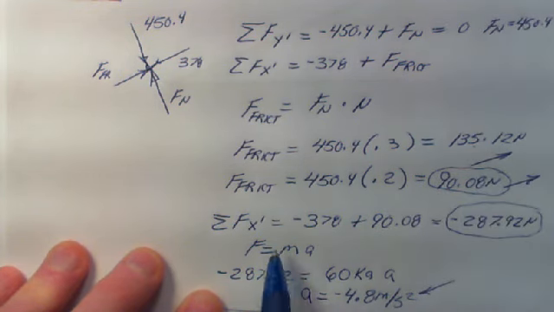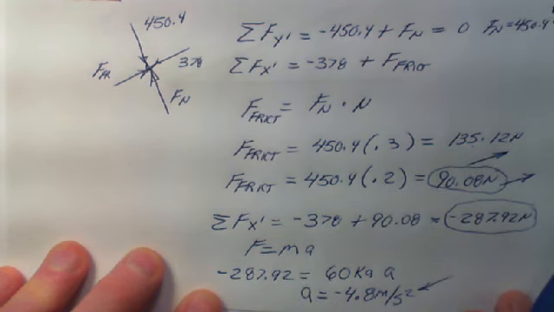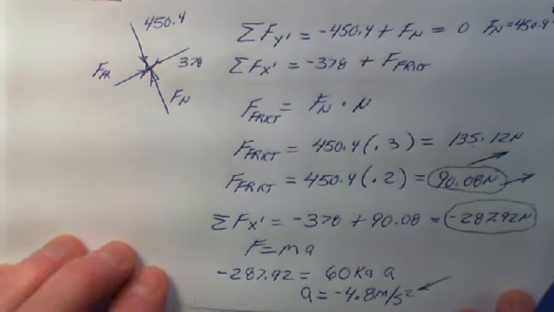Alright, so again, we could find out what the acceleration is just by summing the forces, finding out what our net force is, and then dividing by the mass of the object to get our acceleration.